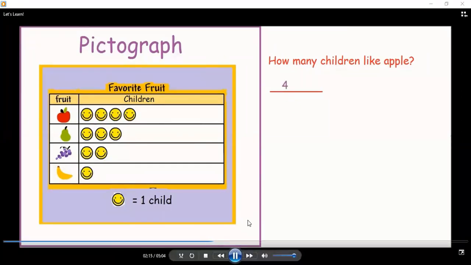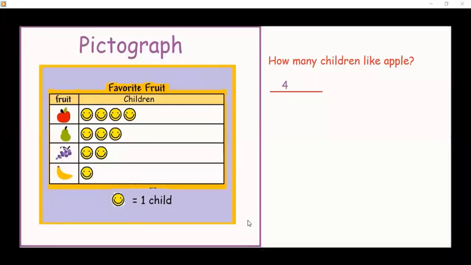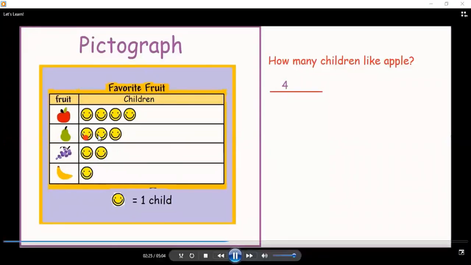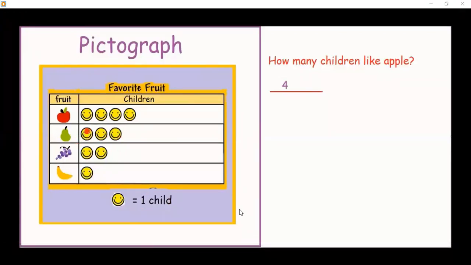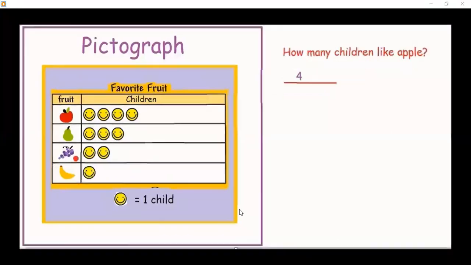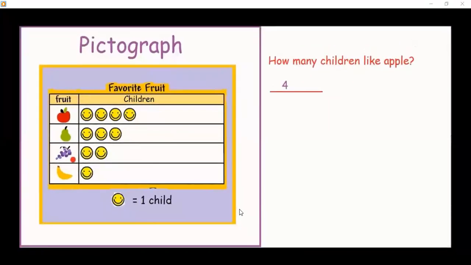What if I were to ask the question, how many children like pear? Again, how many like pear? 1, 2, 3. And remember, one smiley is equal to one child. So 3 children like pear. How many like grape? 1, 2. 2 children like grape. How many like bananas? 1 child likes bananas.